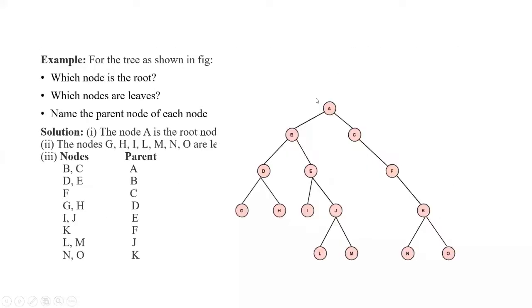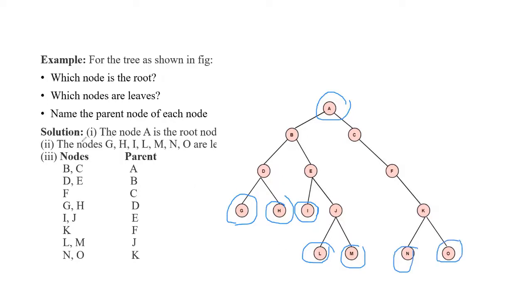So here, for this tree, which is the root? This A is your root. Which nodes are the leaves, or terminal nodes? A leaf node means having no children. So G, H, I, L, M, N, and O are the leaf or terminal nodes.